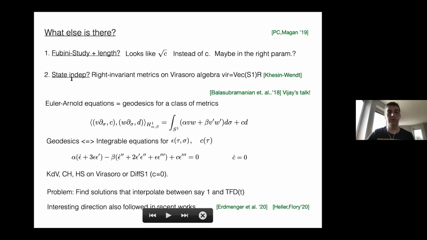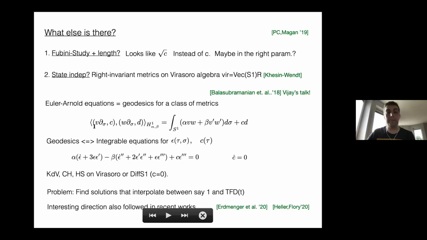But if we want costs that don't depend on the state, then there is a very well-known literature on right-invariant metrics on the Virasoro algebra, for example summarized in the books of Khesin and Wendt, that uses the so-called Euler-Arnold method that was nicely reviewed also in the talk by VJ. We can define a general class of metrics in this way by basically pairing the elements of the Virasoro algebra in this particular way, but also taking care of the central charges of the central extensions.